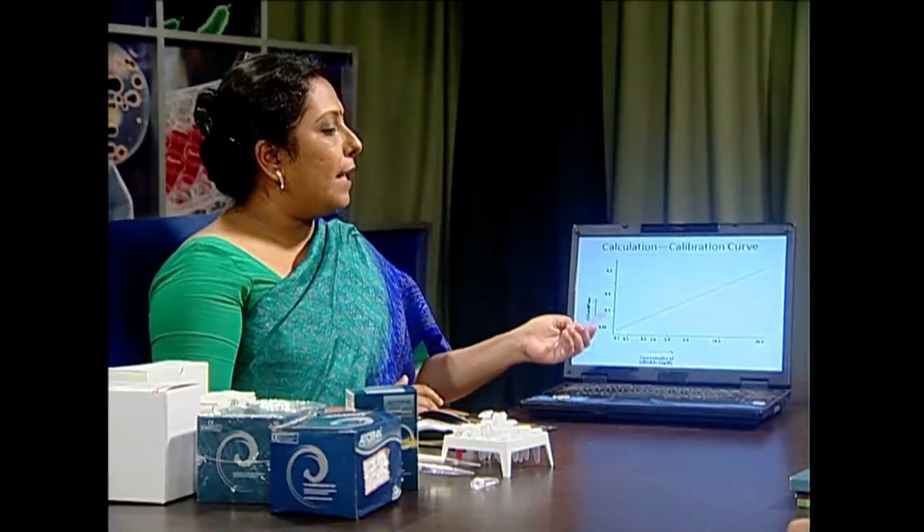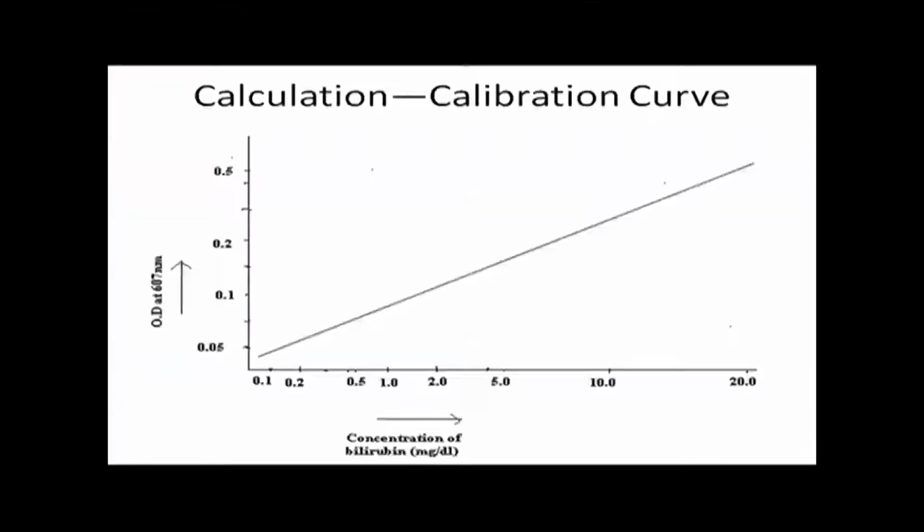Now, we can make this particular calibration curve with respect to different concentrations of bilirubin and their corresponding absorbance or optical density at 607 nanometer. Now, putting your value for the direct or total bilirubin OD, you can have the idea about their content, their concentration present in the serum.